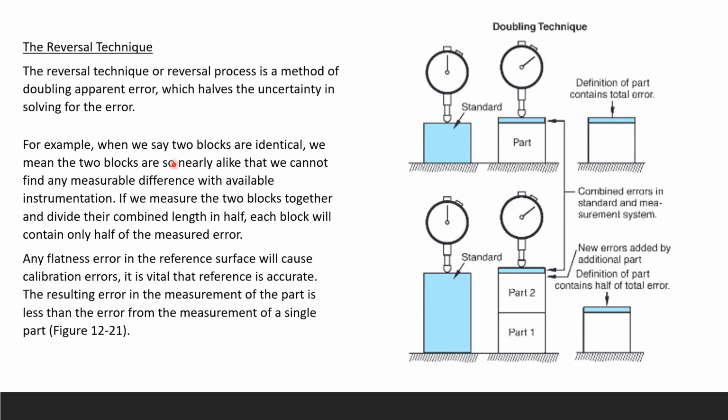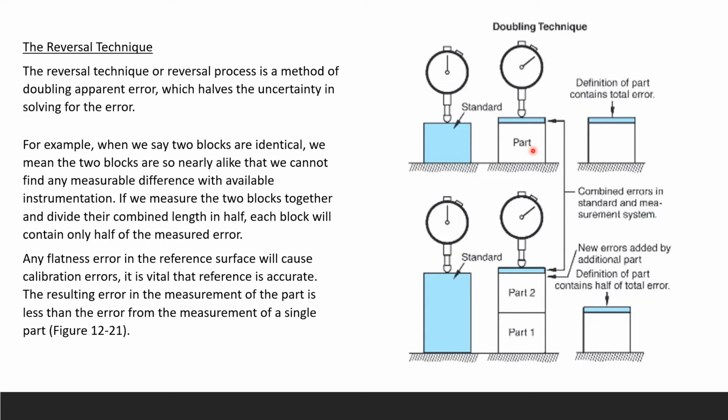For example, if we have two blocks that are identical, we're talking about blocks that are so nearly alike that we can't find any measurable difference with available instrumentation. So if we measure the two blocks together and divide their combined length in half, each block will contain only half of the measure. Any flatness error in the reference surface will cause calibration errors, and it's vital that the reference is accurate. So the resulting error in the measurement of the part is less than the error from the measurement of a single part.